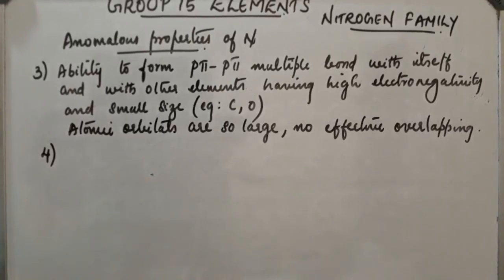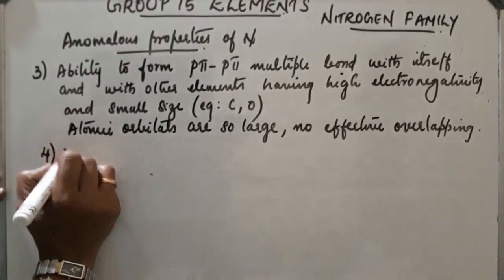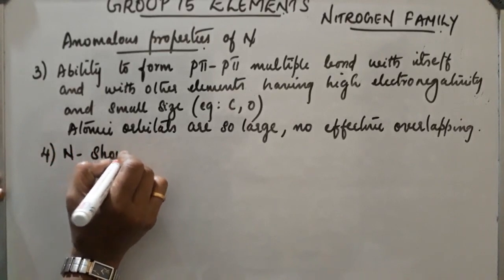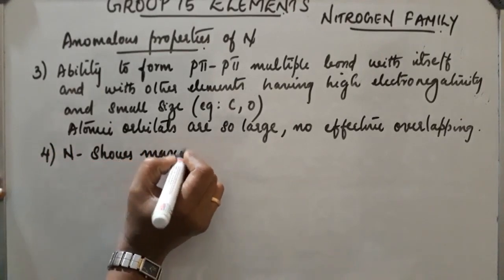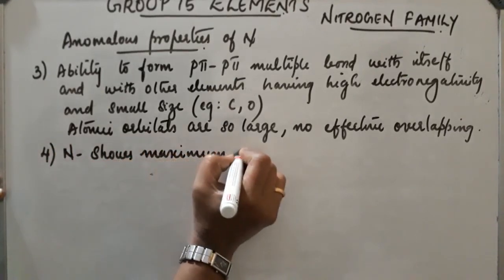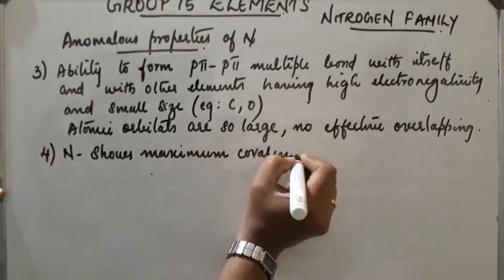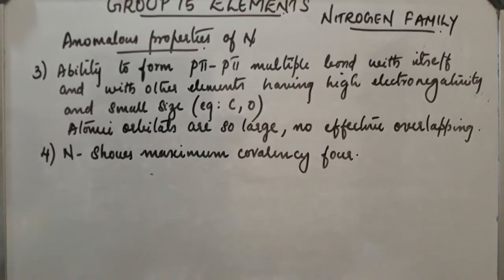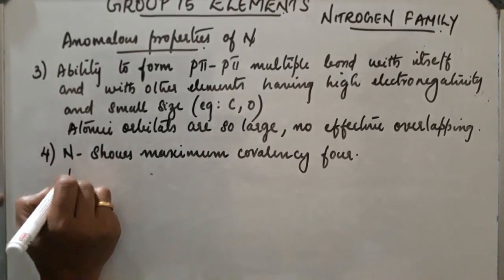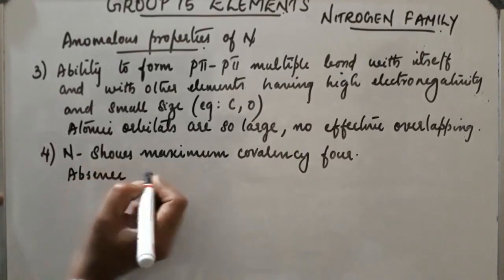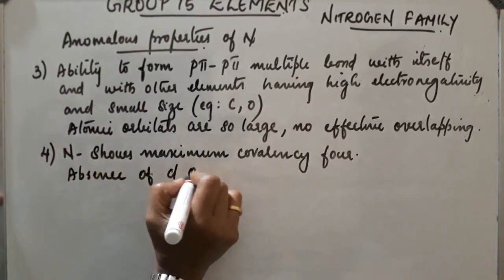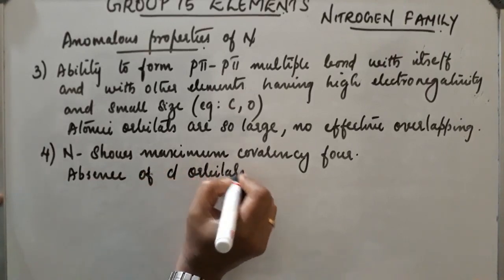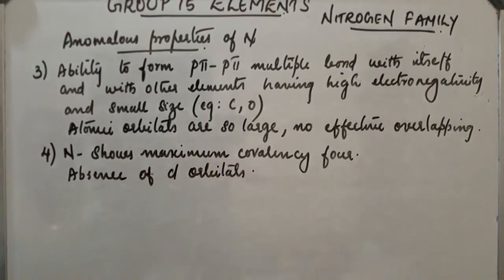Next, fourth point. Nitrogen shows a maximum covalency of 4. This is due to the absence of d orbitals. We know there are no d orbitals in the case of nitrogen. So due to this, it has only a maximum covalency of 4.